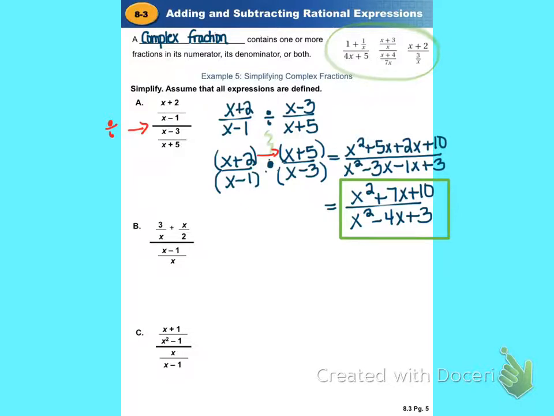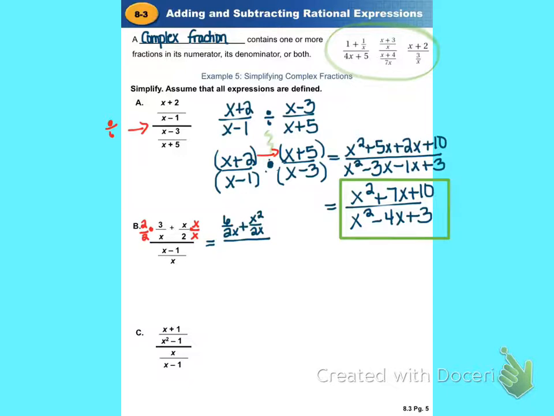So the first thing I have to do is take a look at 3 over x and x over 2 and add them together. And that means I need a common denominator. Well, the common denominator of x and 2 is 2x. So I'm going to multiply the top and the bottom of this first fraction by 2 and this second fraction by x. That way both of them have a denominator of 2x. So this numerator is now 6 over 2x plus x squared over 2x.